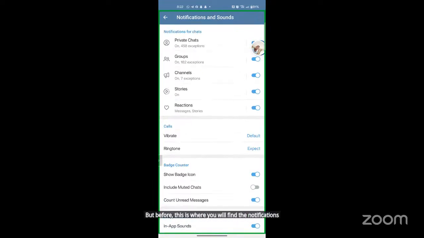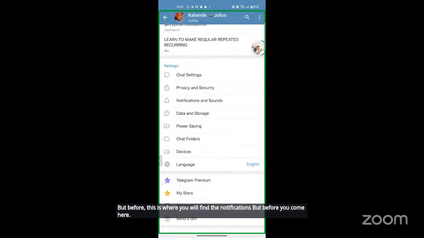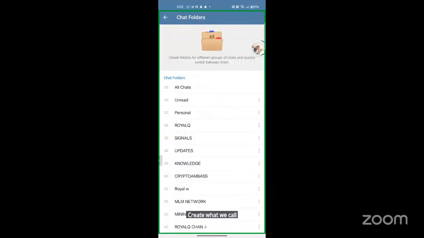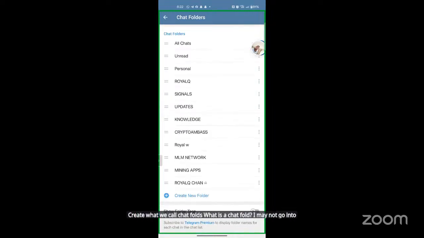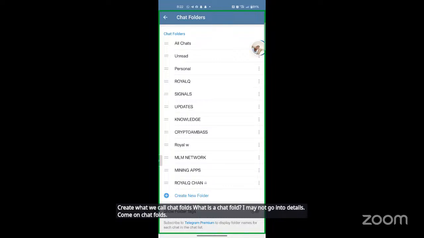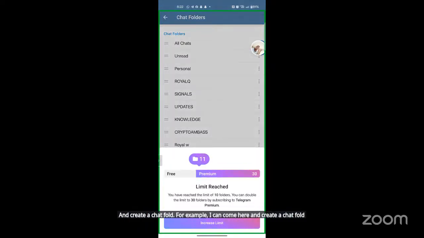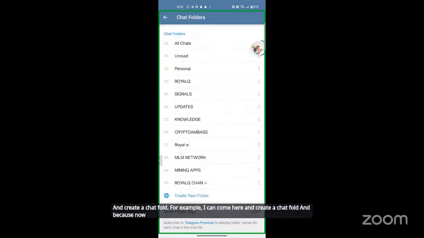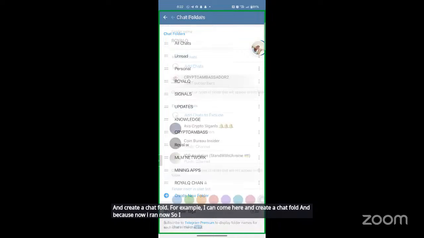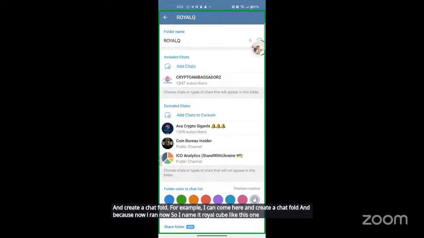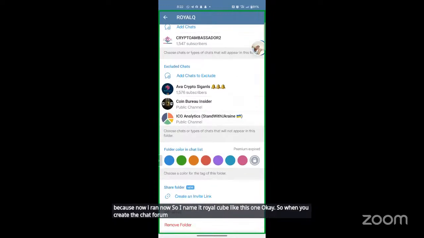But before you come here, create what we call chat folds. What is a chat fold? I may not go into details. Come here on chat folds and create a chat fold. For example, I can come here and create a chat fold and because now I run, I name it Royal Q, like this one. So when you create the chat fold, it becomes an independent chat fold.